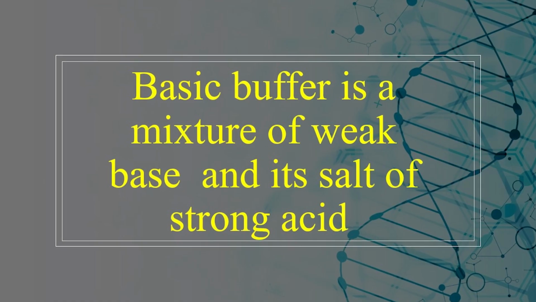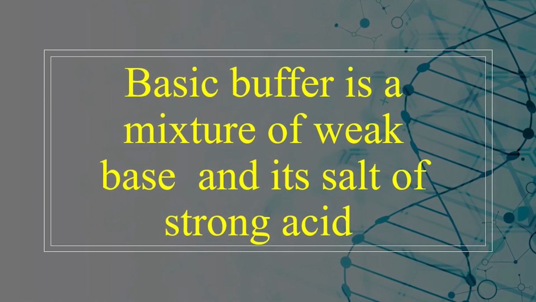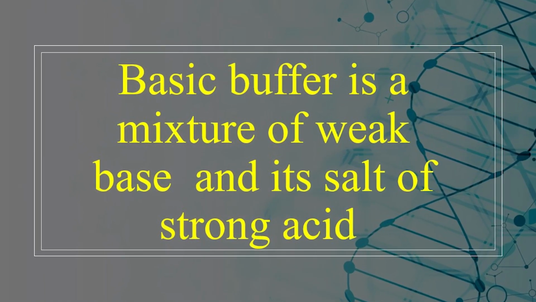Ammonium chloride is formed by the reaction between a weak base and a strong acid. Which is the weak base? The weak base is ammonium hydroxide. And which is the strong acid? That is HCl. So ammonium chloride is a salt of a weak base with a strong acid. So we can say that a basic buffer is a mixture of a weak base and its salt with a strong acid. So these are the two types of buffer, an acidic buffer and a basic buffer.